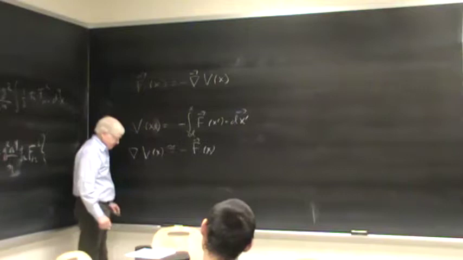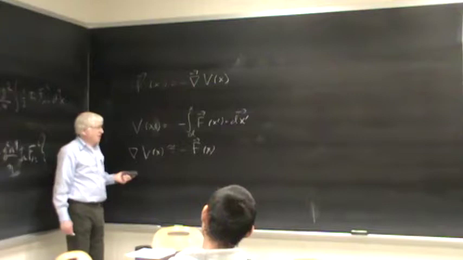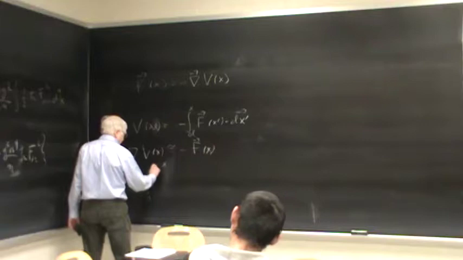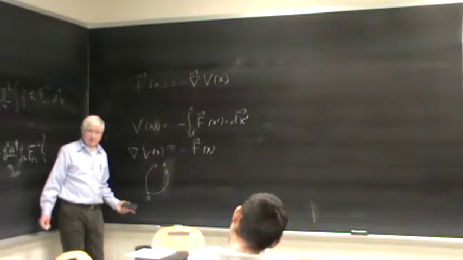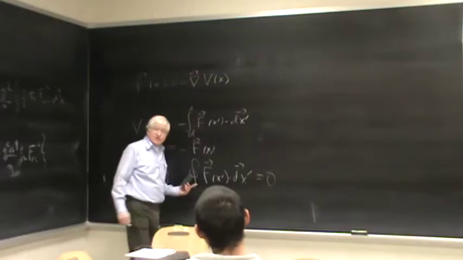Now, when does this work? Well, it works when the contour doesn't count. When does the contour not count? Well, the contour doesn't count if you go from the origin to point X, if you go this way, or that way, you get the same answer, okay? But what does that mean? That means that the integral of F of X prime dot dX prime equals zero. In other words, the loop of that is zero.